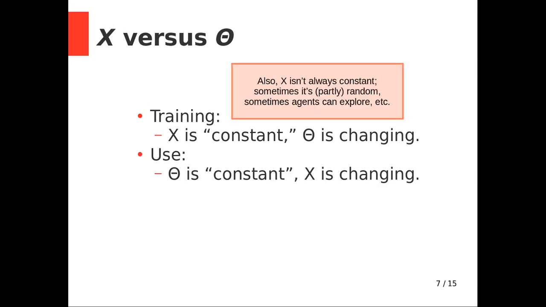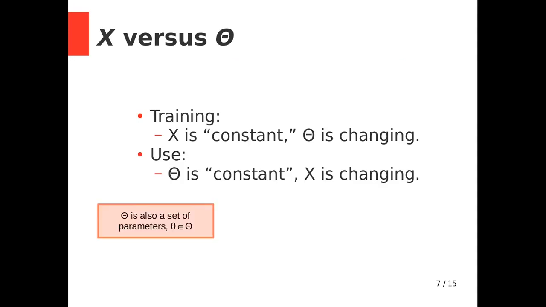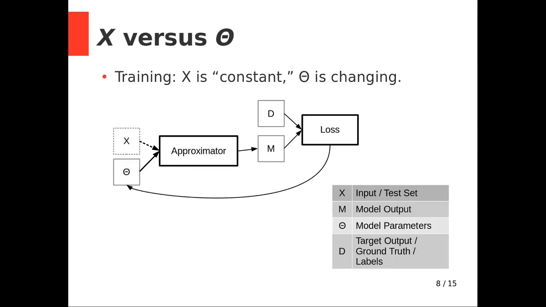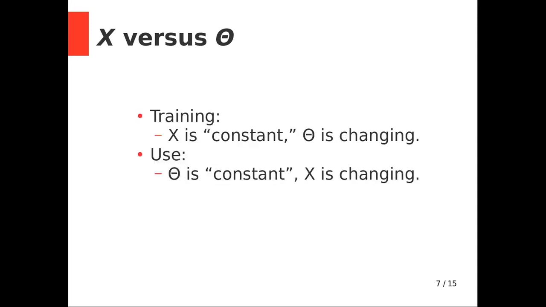Oh, and notably, both of these are sets, right? So x is a set of inputs, theta is a set of parameters. The reason those are in scare quotes is that that's not really always true. There are training methods where you will collect new data while you're training, so x isn't strictly constant. And there are online learning methods where theta will change over time as you gather new data, so it's not always constant. But in the basic, common feed-forward neural network case, we can think of it this way, right?